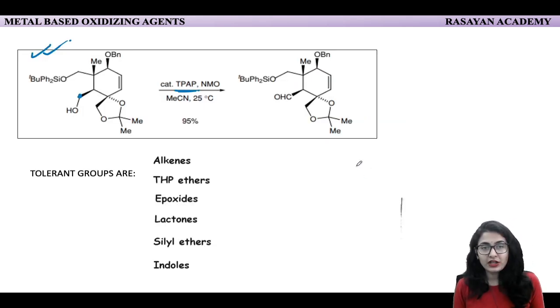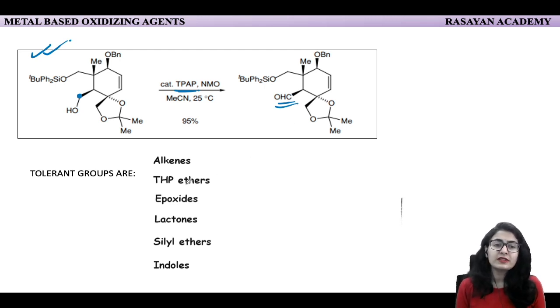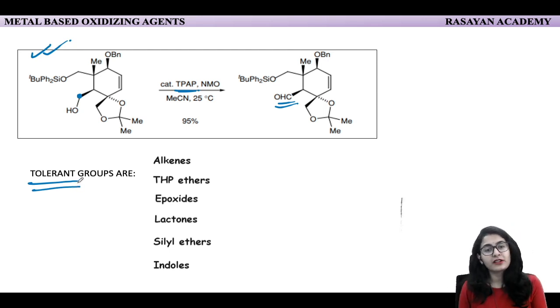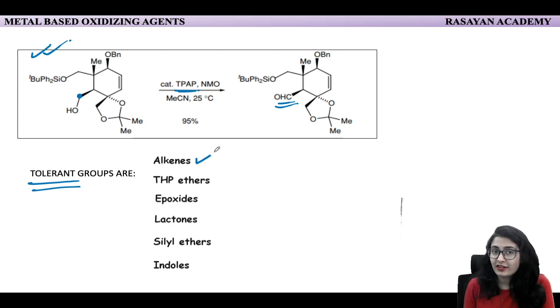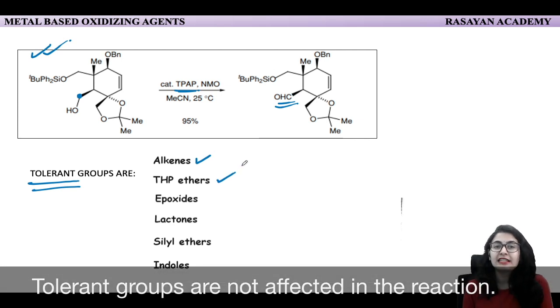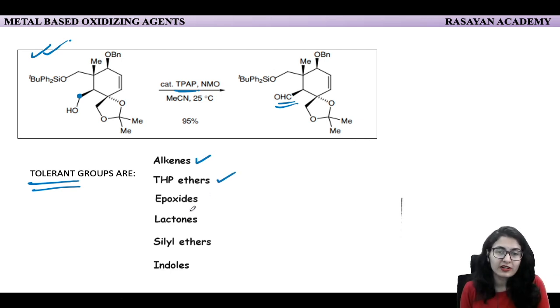Now the same over here we see tolerates the acetyl group और OBN और ये double bond सबको tolerate कर रखा है, only just works at the primary alcohol to give you the primary aldehyde. Alright, so this is how it goes. And also let's see what are the tolerant groups to this particular reagent. Alkenes, it does not react. THP ethers, that is your tetrahydropyran ethers, it does not react. Epoxides, lactones, silyl ethers और indoles.